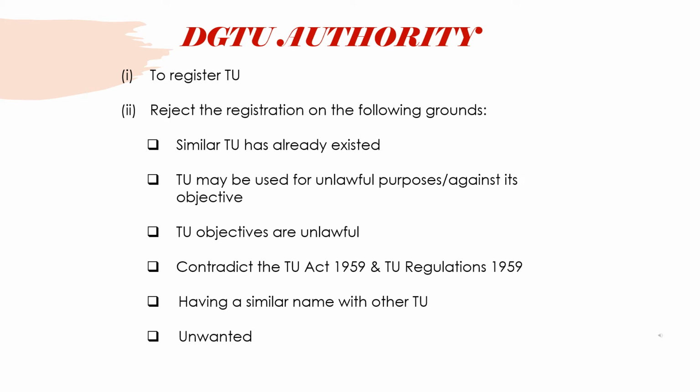And for the Director General of Trade Unions, the authorities are as follows. Number 1 is to register trade unions. Number 2 is to reject the registration on the following grounds. When a similar TU has already existed, the TU may be used for unlawful purposes or against its objectives, the TU objectives are unlawful or contradict the TU Act 1959 and TU Regulations 1959, it has a similar name to other trade unions, and also if the trade union is unwanted. Thus, the DGTU can reject the registration of the trade union.